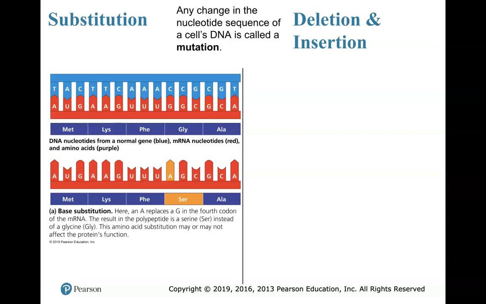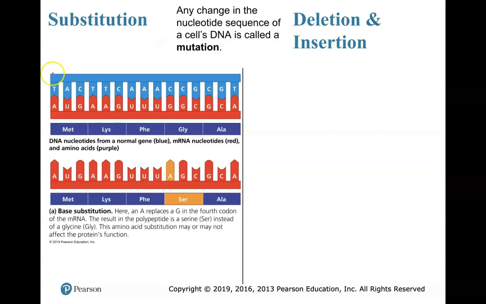A mutation is any change in the nucleotide sequence of a cell's DNA. So what was is now a mutation, and it changes the DNA sequence. There are different types of mutations that can result. So first I want to talk about this idea of a substitution.